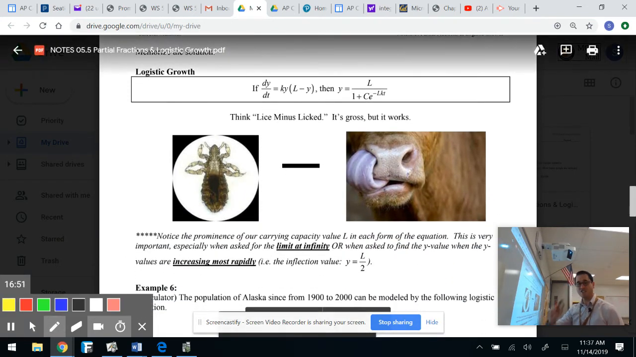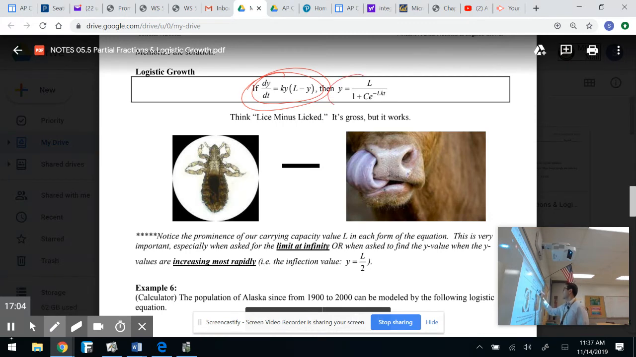So what did I say? We started this lesson and I said for exponential growth, we had a differential equation and you wanted to memorize what that differential equation equaled if we separated those variables. Same thing goes here. The acronym is LICE, right? That's LICE minus LICKED.